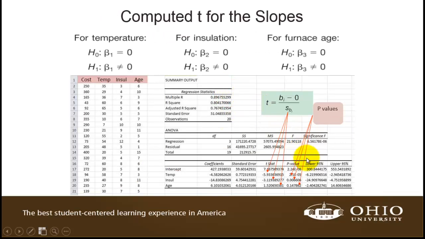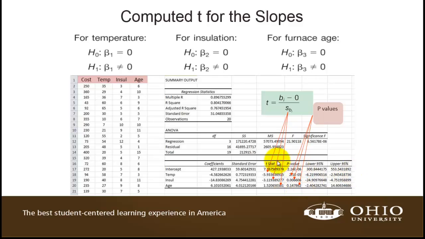If you look at the output that we had, these are the different t values and these are the p-values that are associated with those tests. We can see from this that temperature is very significant. It's got a p-value of 0.00002. Insulation has a p-value of 0.006, but age has a p-value of 0.14. So what that tells me is that at the 5% level of significance, temperature is clearly significantly related to cost. Insulation is related to cost, but age is not a significant predictor of cost.